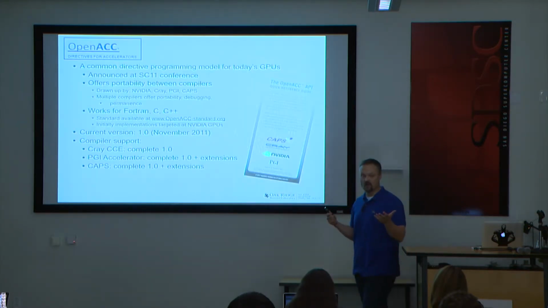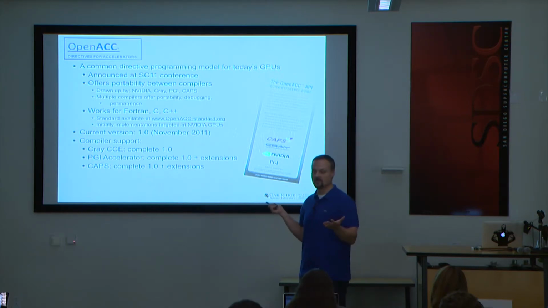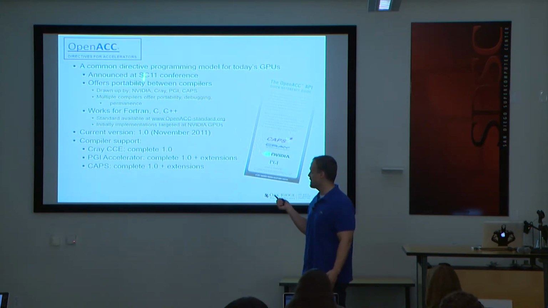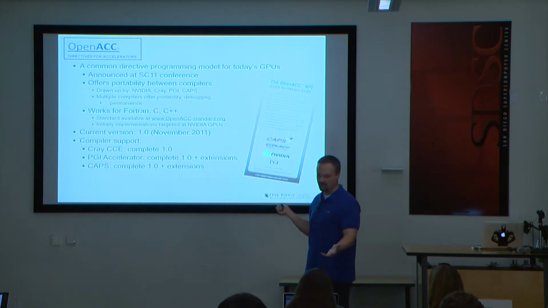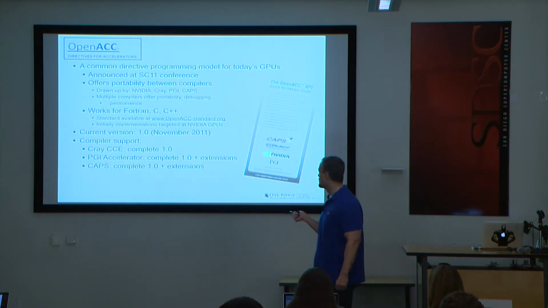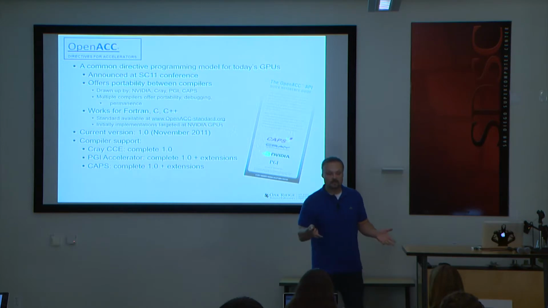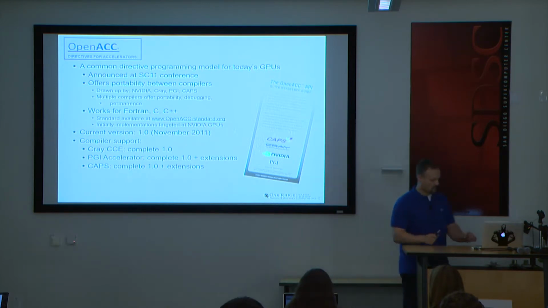Something that we've pushed hard at Oak Ridge is the notion of OpenACC, which is an analog to OpenMP. It's a directives-based approach to doing GPU programming. It offers portability between a whole ton of compilers. It works for Fortran and C and C++, which is what you want. And it looks a lot like OpenMP, okay?